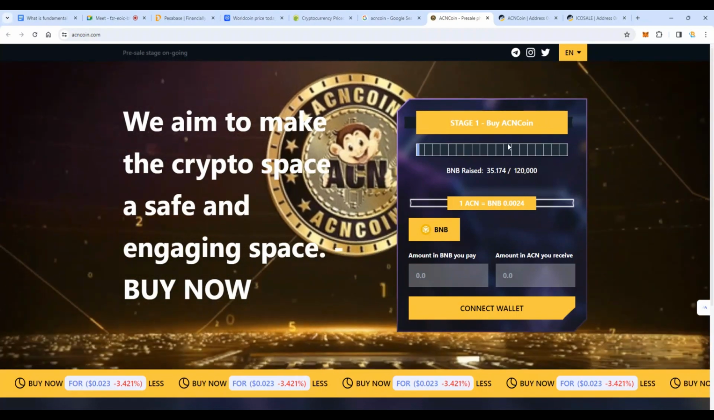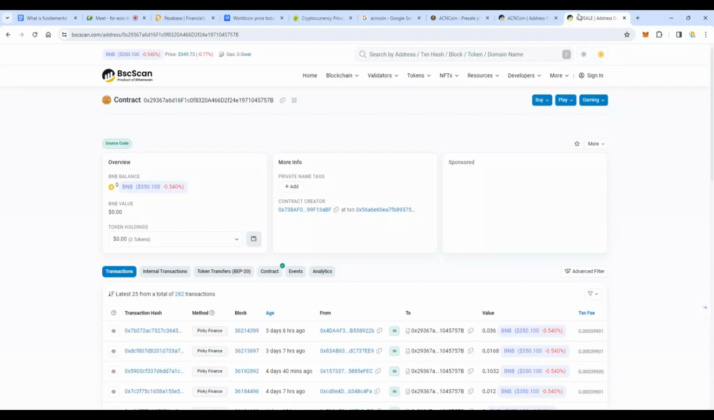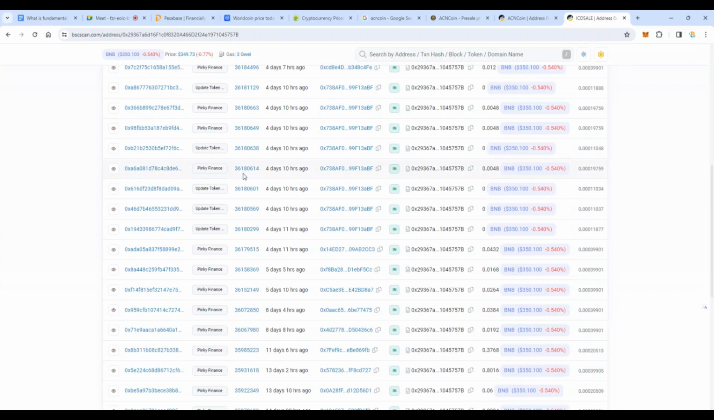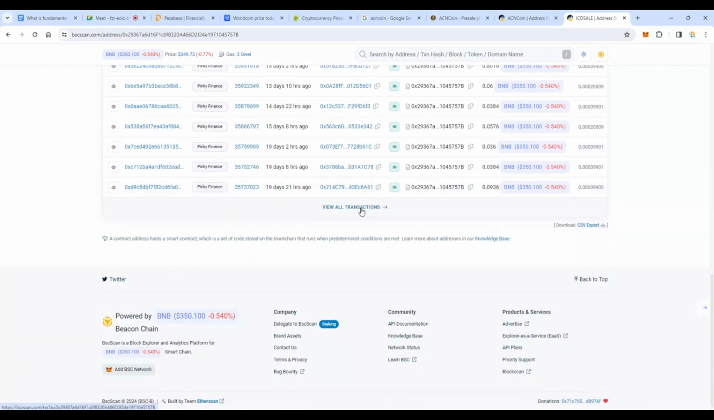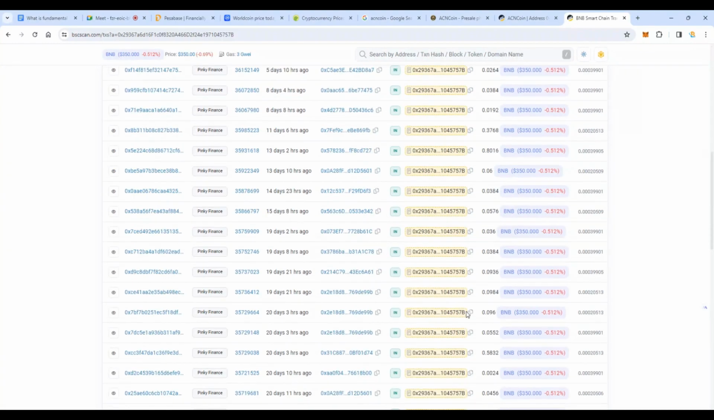Now, if these BNBs have been raised through the pre-sale contract, we expect when we search the pre-sale contract, we need to see those BNBs here. How much BNBs do we have here? Zero. So where is the money? It means the money has already been removed. They've already removed the money from the contract, meaning this is a project that has a backdoor. And that is why I'm saying that this project is never going to launch.